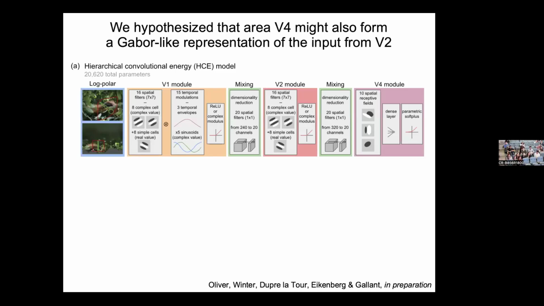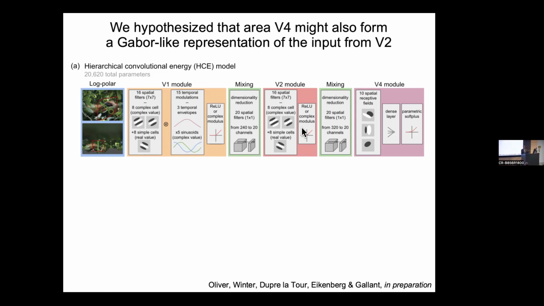All right. So that's fine. V1, V2, whatever. What we really want to do is build a model of V4. So this is where it gets interesting. Because what we do is we have our input images. We take the log polar transform just to deal with this nonlinear warping of primary visual cortex. Then we have a V1 module. V1 module is just a bunch of simple and complex cells whose output is rectified. And then they're pooled together, and they go into what's called the mixing module in this slide. Then they go into a V2.